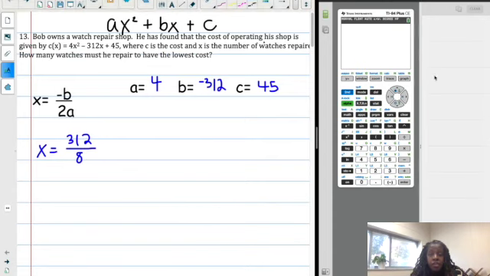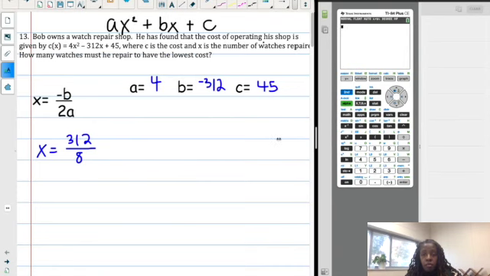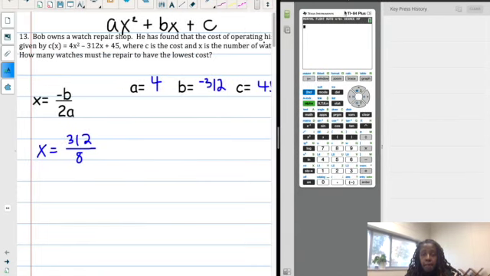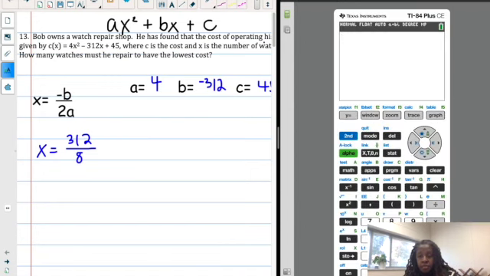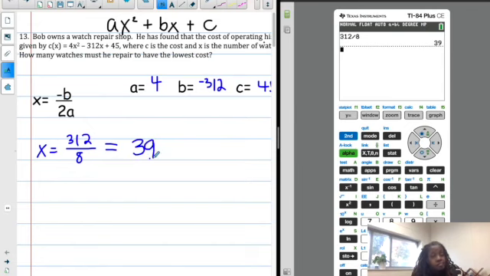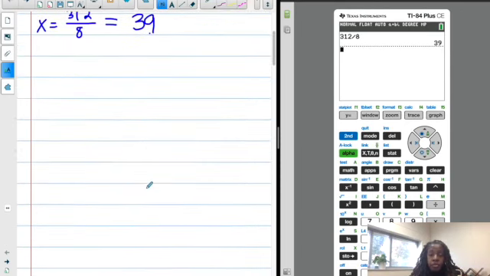Let's go over here to our calculator and see if we can calculate that. All right, so let's put in 312 divided by 8. 39. So in order to have the lowest cost, Bob needs to repair 39 watches. And that's all there is to that. Get that formula down, very important.